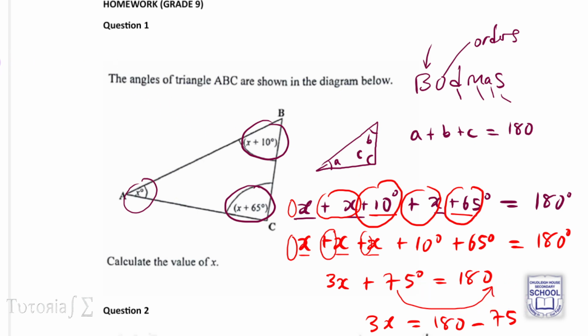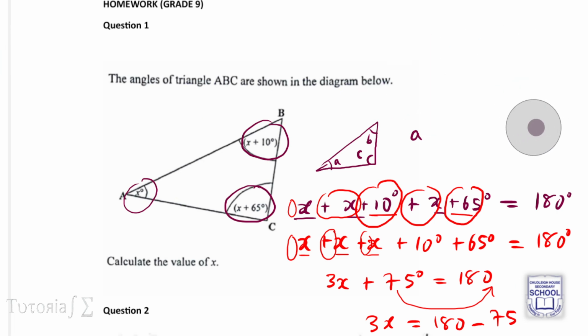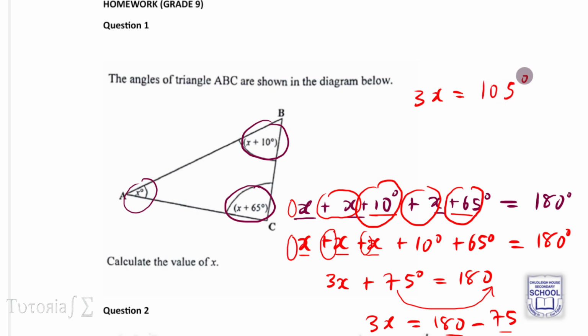Okay, so let me just erase here on top so that we continue from there. So now here we have 3x equal to 180 minus 75. This will give us 105 degrees. Then what do we need to do for us to remain with x alone? We divide throughout by 3. The 3 here and the 3 there will cancel, and our x will finally be equal to 35 degrees. So that is your answer here.